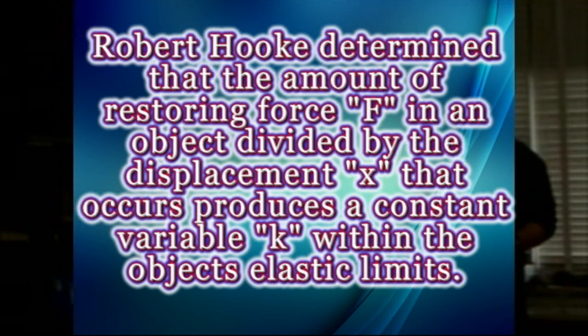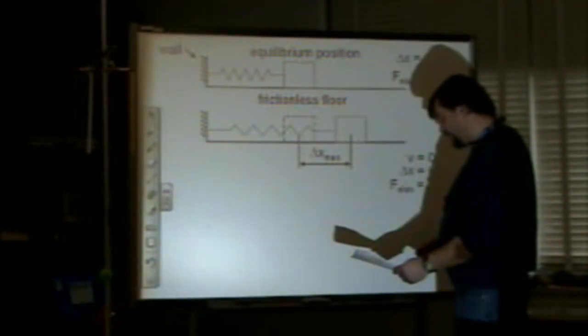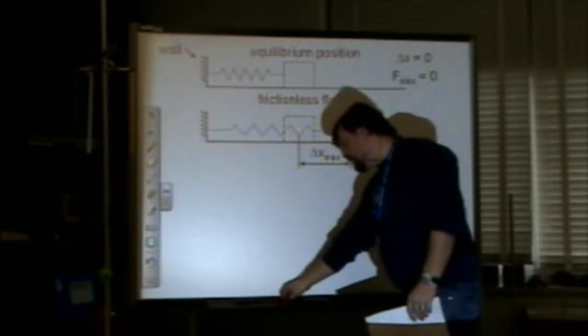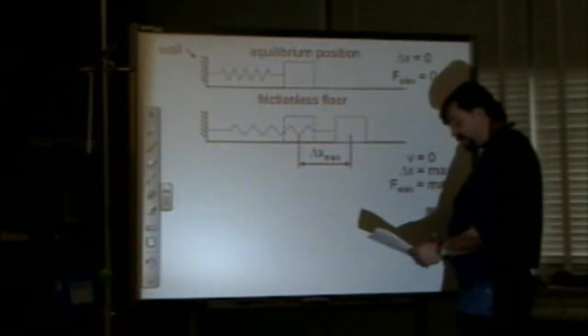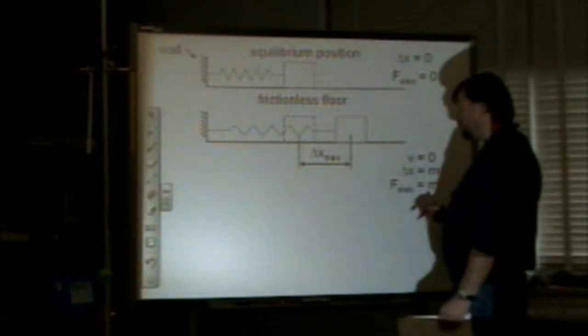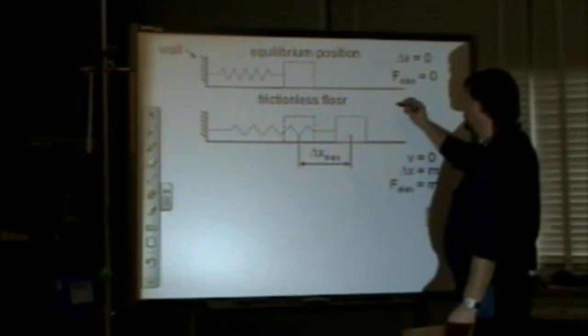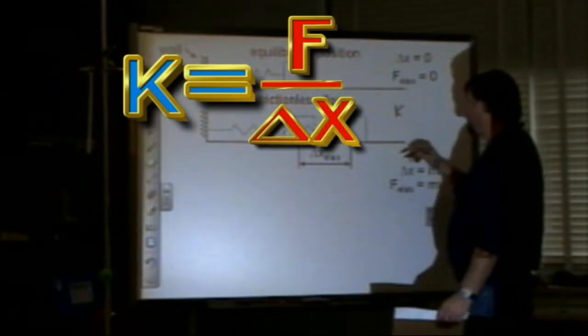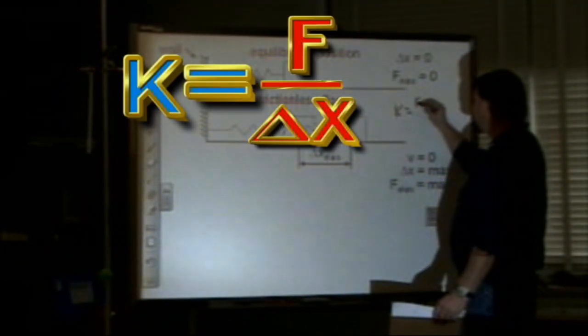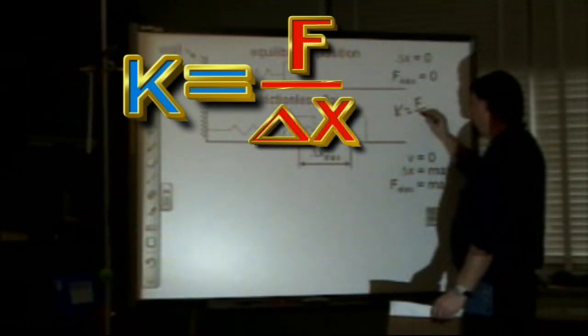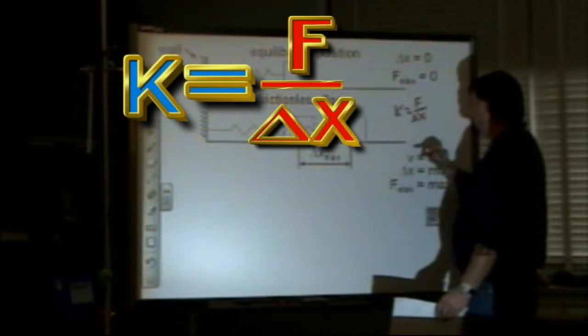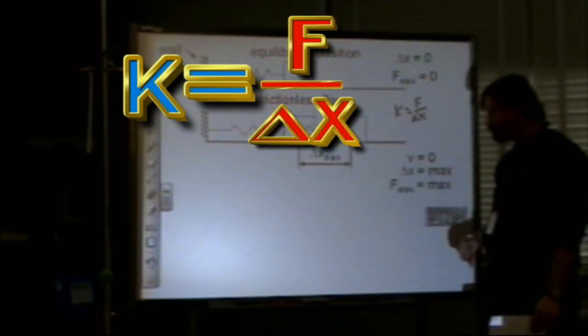And Robert Hooke determined that the amount of restoring force in an object divided by the displacement x that occurs produces a constant variable k, known as a spring constant. All right, so we have here the proportionality known as Hooke's law, and that is that your constant k is equal to your restoring force divided by your displacement.